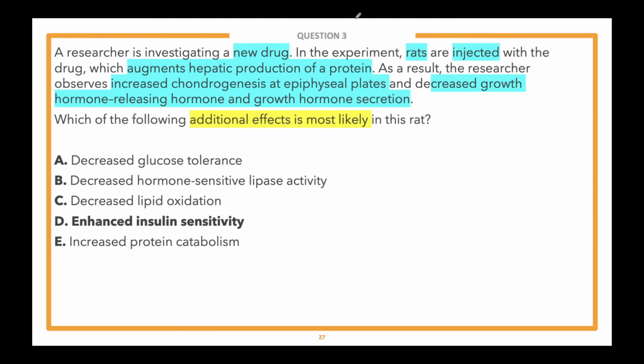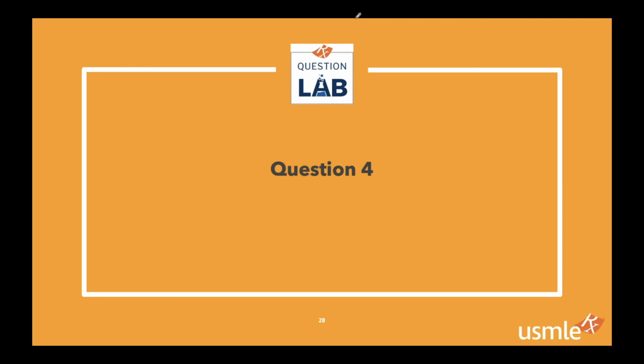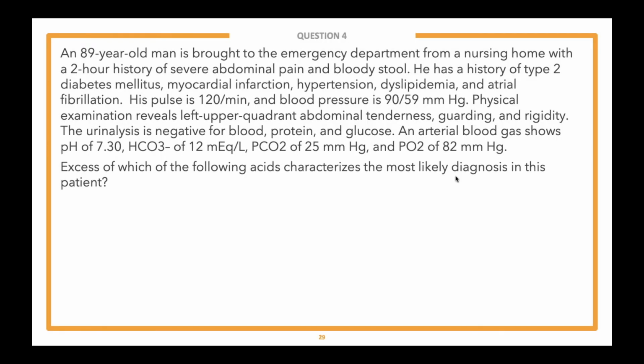Excellent. Thank you, Paras. Great job, everyone. Let's try to finish strong now with our last question of the evening. Once again, the answer choices are covered up, and we will begin with the lead-in. Excess of which of the following acids characterizes the most likely diagnosis in this patient? Once again, I'll give all of you a few moments here to let us know in the question box how many steps you believe this question will require, and then we will move on to the vignette.